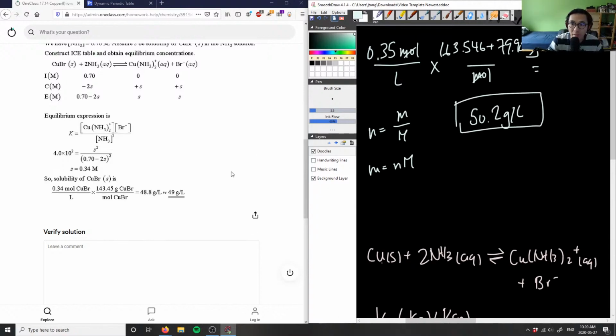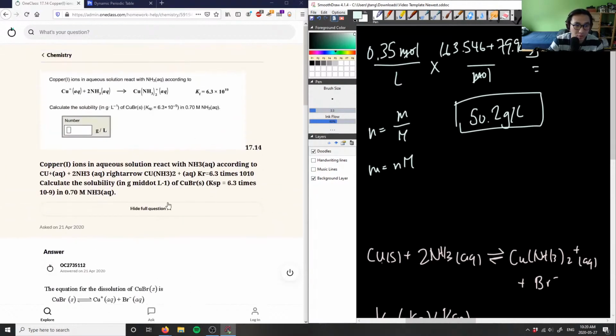This is very close to this answer as well. I might have gotten a rounding error from 0.35 here, and also 143.45 might not be the exact atomic mass of CuBr, and that's probably the case here. So that's the solution for this problem. Might have, again, some rounding errors, so these numbers are slightly far apart, but that's the solution for our first problem here.